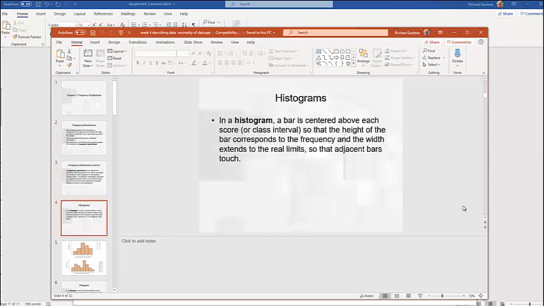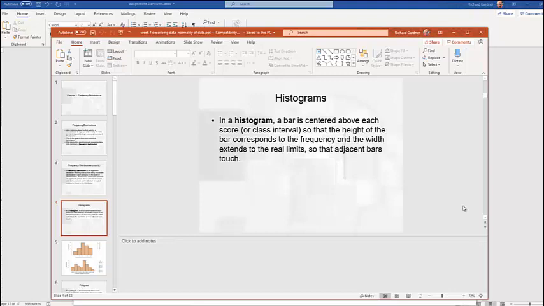Okay, so a histogram is like a bar graph, except instead of categories at the bottom on the x-axis, it's got intervals or ranges. So let's say we had a histogram of grades. The first bar represents A's, the second represents B's, C's, D's, F's, that kind of thing. If you were a teacher.